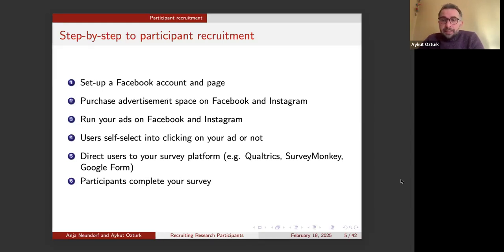And then those who click on your advertisements are directed to a survey platform, which can be Qualtrics. Your survey can be hosted on Qualtrics, Google Form, SurveyMonkey, or any web page really. And then participants complete your survey. So this is how the process works in a very brief fashion.